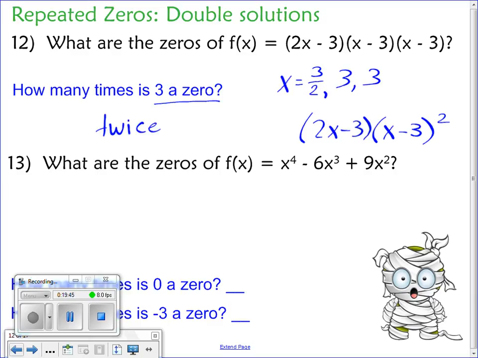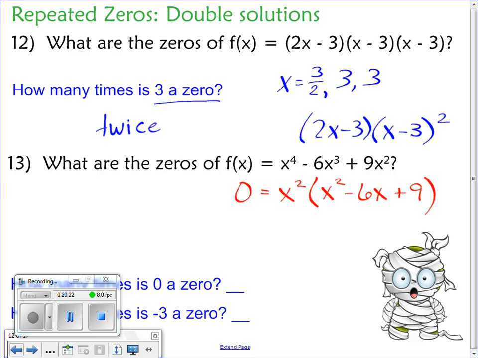What are the zeros of that? How do I find them? Set it equal to 0. And do what with it? Not solve. GCF, I want to factor it, right? This one was already factored, I didn't have to do much work. This one's not factored yet. What's your GCF? X squared. So we have x squared, x squared minus 6x plus 9.